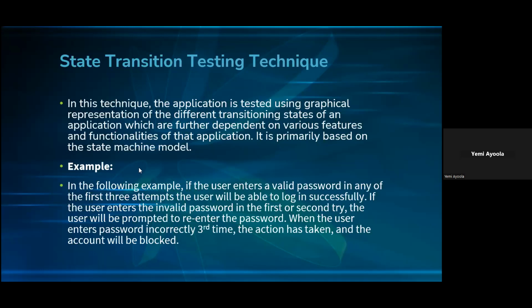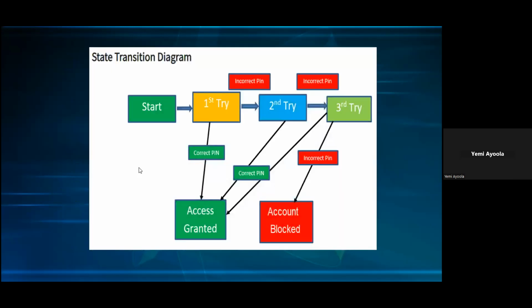If the user enters the invalid password in the first or second trial, the user will be prompted to re-enter the password. Then if the user enters the password incorrectly 3 times, the action is taken and the account will be blocked. That is the way we enter our PIN. Look at this now. Take this example. I have a machine. I've gone to the ATM. I start. This is me. This is the machine. So I'm standing there.